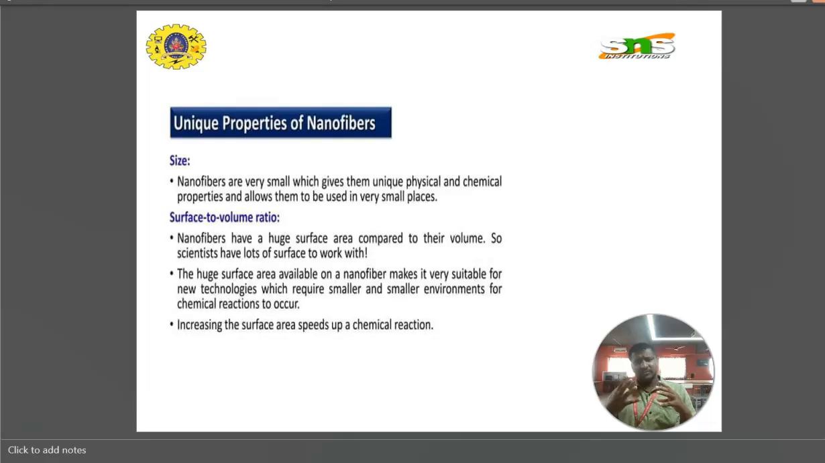Nanofibers are widely used in many applications nowadays because of their very small size. Because of their very small size, they possess unique physical and chemical properties. Further, nanofibers possess a high surface area to volume ratio. Especially in the biomedical field, the surface area to volume ratio helps in cell adhesion and proliferation, which favors new tissue growth.